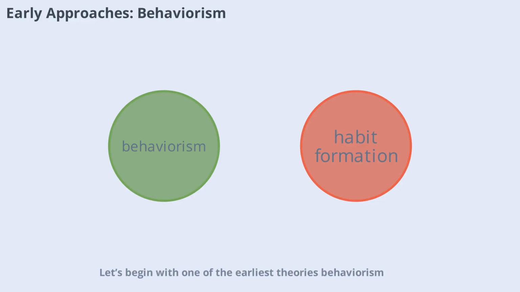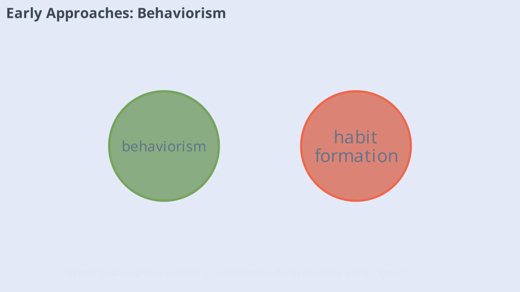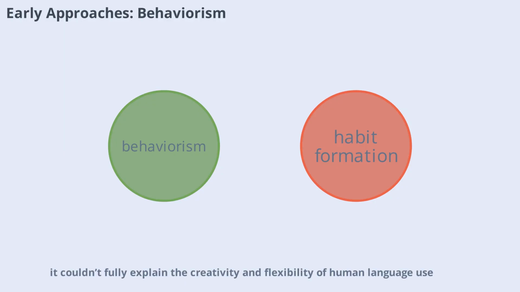Let's begin with one of the earliest theories, behaviorism. In the early 20th century, behaviorists like B.F. Skinner argued that language learning and processing are based on habit formation. According to this view, we learn language through imitation, reinforcement, and repetition. The mind is seen as a black box. What matters is the observable behavior, not the internal mental processes. While behaviorism played a significant role in shaping early research, it couldn't fully explain the creativity and flexibility of human language use. This limitation paved the way for new theories that looked inside the mind.